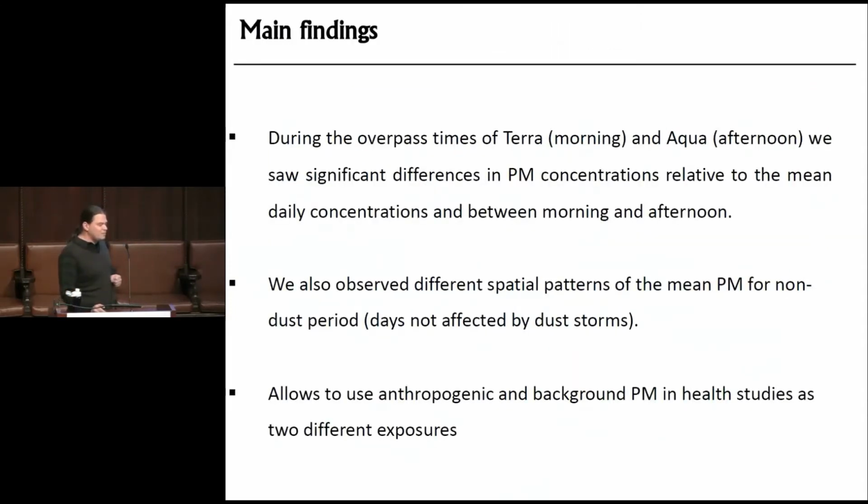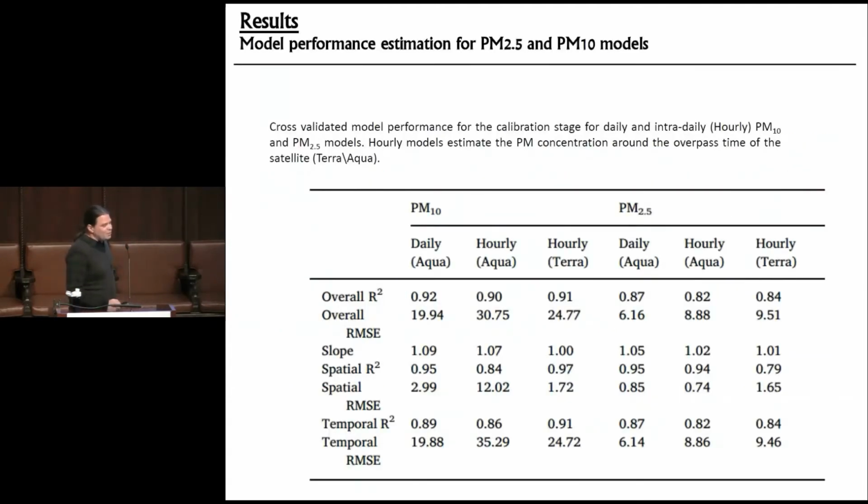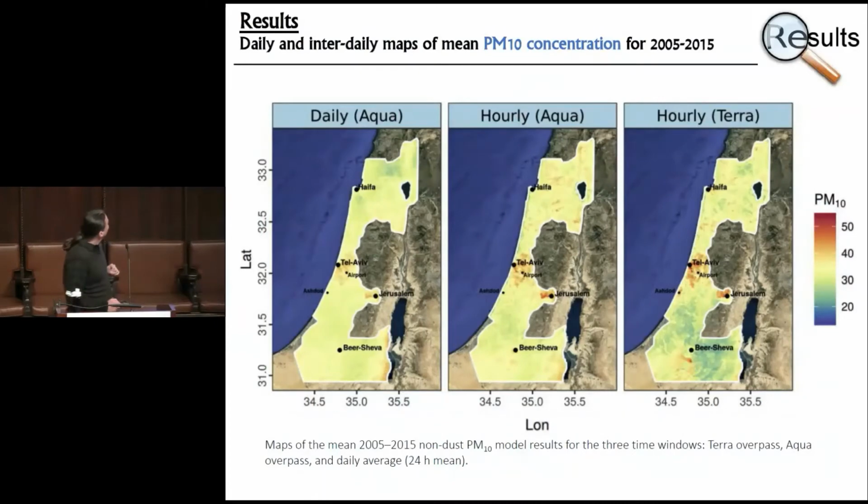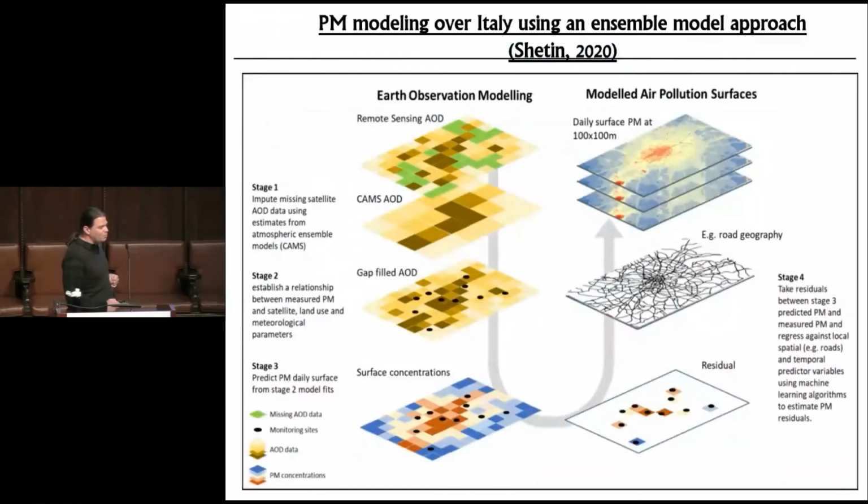First of all, during the overpass times of Terra and Aqua, we saw significant differences in PM concentrations relative to the daily mean concentrations. We saw different spatial patterns of the mean PM for non-dust periods compared to the dust events that we have. And we're starting to use these two different exposures, one anthropogenic and the other we call the background exposure, in health studies as two different exposures. And these are the results of the model. As you can see, it performs very well as well. And these are the maps, the hourly, from Aqua and Terra, both for PM10 and PM2.5.